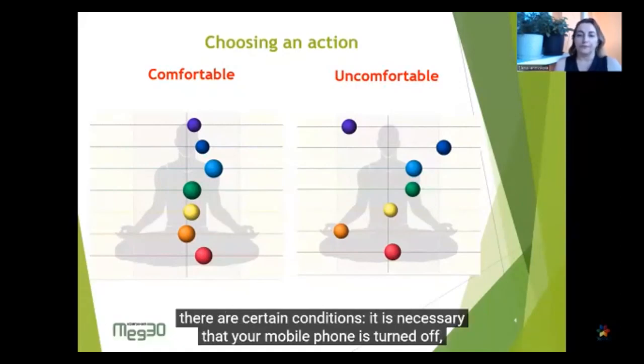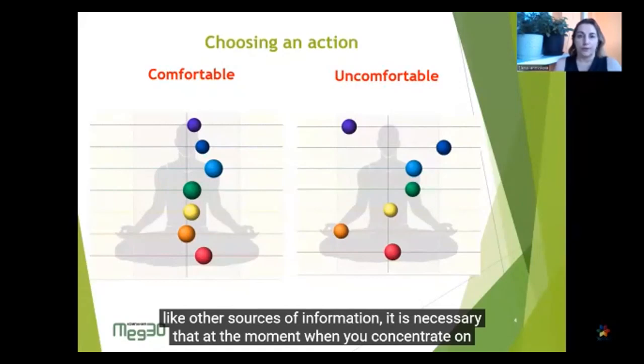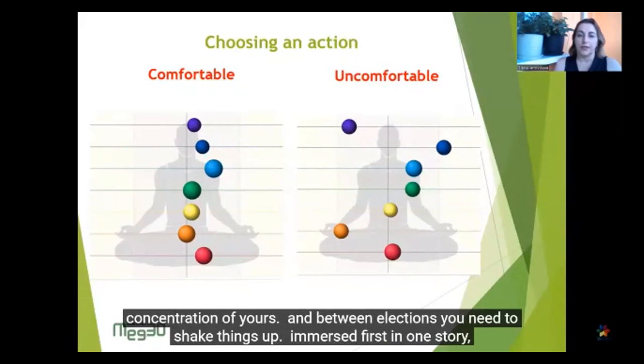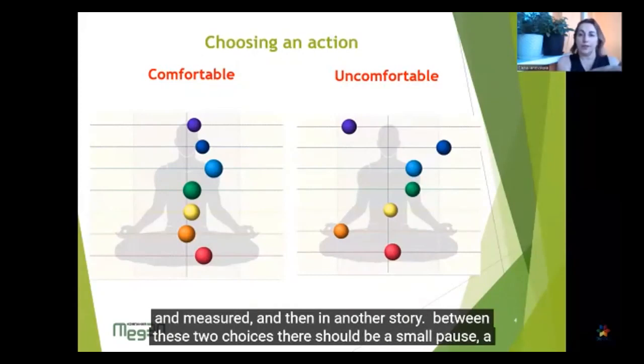There are certain conditions. It is necessary that your mobile phone should be turned off during such measurements. Like other sources of information, it's necessary that at the moment when you concentrate on something, you shouldn't be disturbed by anything else, your family, loved ones, etc. So you should concentrate only on the task. And between different measurements, you need to, like, relax before tuning into the second topic.